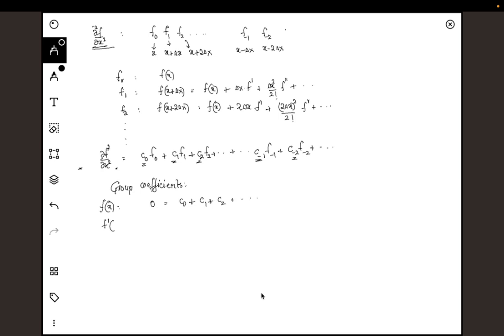Similarly, if I try to group the terms for f prime of x, on LHS I do not have any. On the RHS, however, I have C0 times, from the first one, I do not have any. From the second one, I have delta x. From the third one, I have 2 times delta x, and so on. Similarly, for f double prime of x, on LHS I have one term. On RHS for C0, I do not have any coefficients. From F1, I have a contribution here. From F2 again, I have a contribution here.